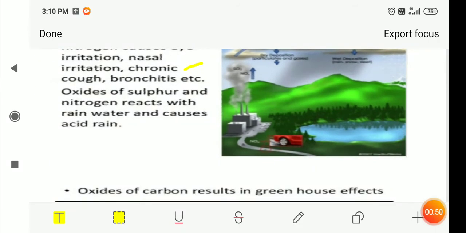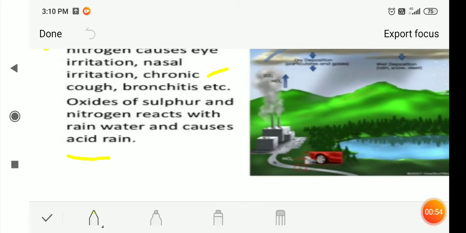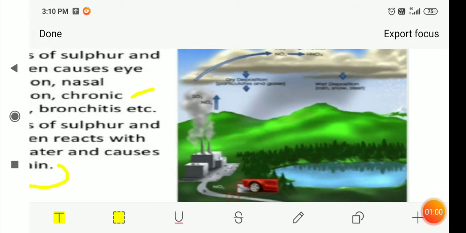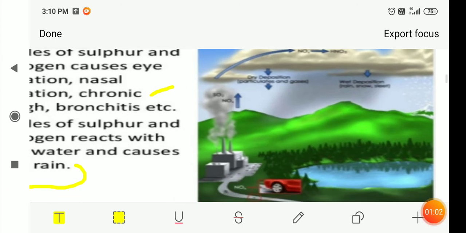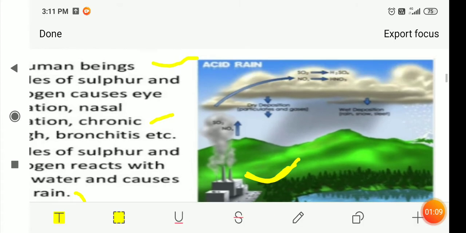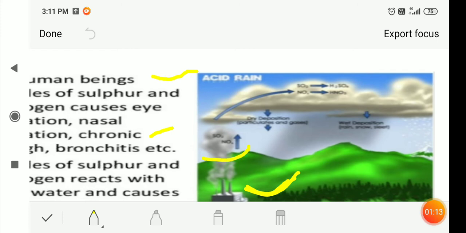The second one is acid rain. Acid rain is a very important harmful effect we have to see in this picture. Here we can see the factories are running on coal and petroleum. So when these fossil fuels, coal and petroleum, are burned, they give sulfur dioxide and nitrogen oxides.